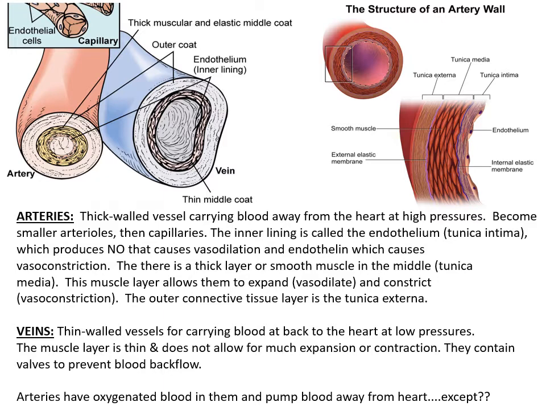The other thing to remember is that arteries have oxygenated blood in them, and they pump away from the heart in general. Which artery doesn't have oxygenated blood in it? It has deoxygenated blood. And that's the pulmonary artery that's going from the right ventricle to the lungs. That has deoxygenated blood that's going to the lungs to be oxygenated.